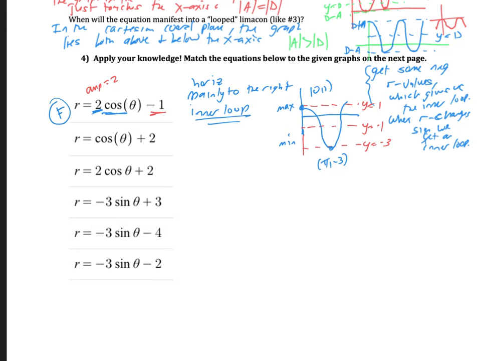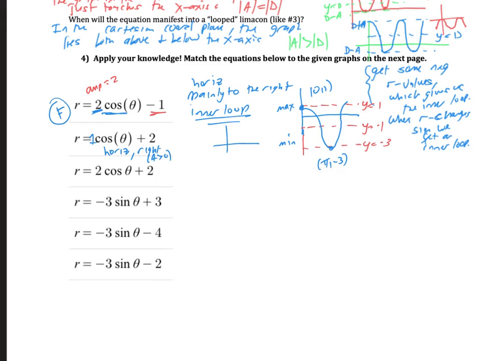r equals cosine theta plus 2. So I would make a sketch. You can also look at the a and d values if you like that. Here we know that this is horizontal to the right because a is positive. And now we need to know what this form is: a dimpled limacon, an inner loop, or a cardioid. So I would make a little sketch.